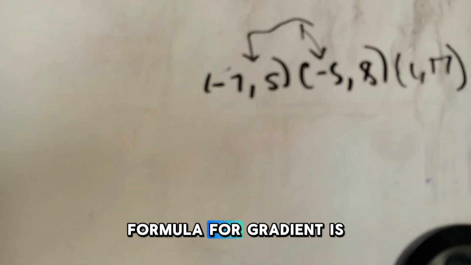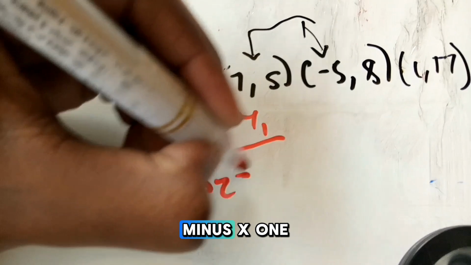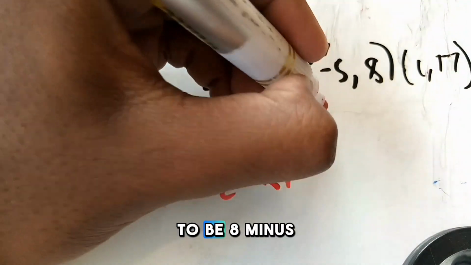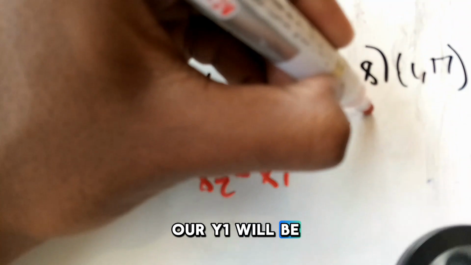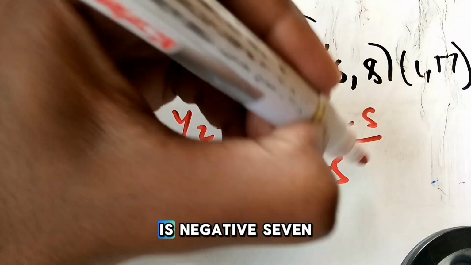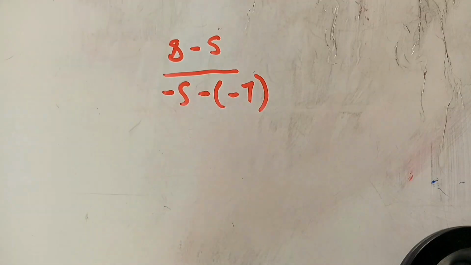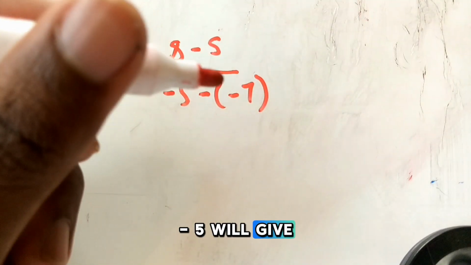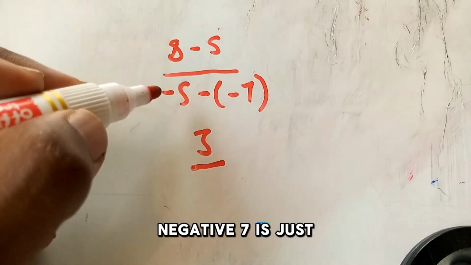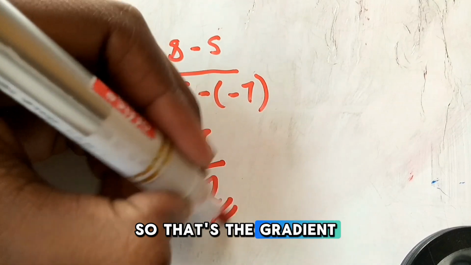We know the formula for gradient is y2 minus y1 over x2 minus x1. So our y2 is going to be 8 minus our y1, which is 5. Our x2 is -5 and our x1 is -7. Now we just have to find the gradient. 8 minus 5 gives us 3, so we say 3 over. Then -5 minus -7 is just -5 plus 7, which is 2. So we put our 2 there. That's the gradient of the 2 coordinates.